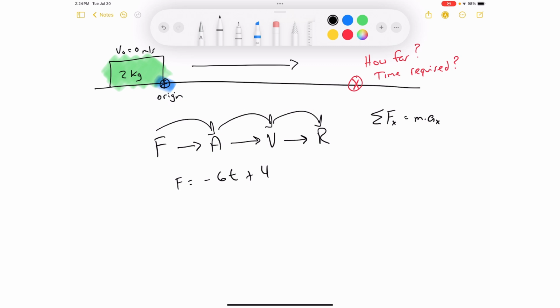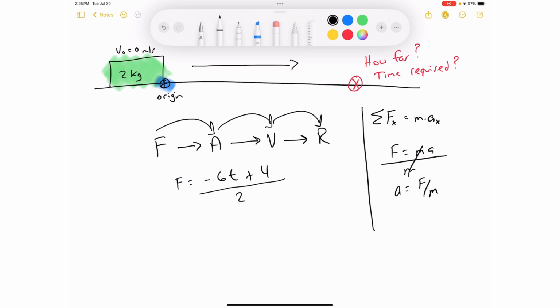So let's go on this side. It's F equals ma, and I'm looking for a, so I'm just going to divide by m. Then we have acceleration equals force over mass. So all I have to do is divide the force, negative 6t plus 4, by the mass, which is 2.